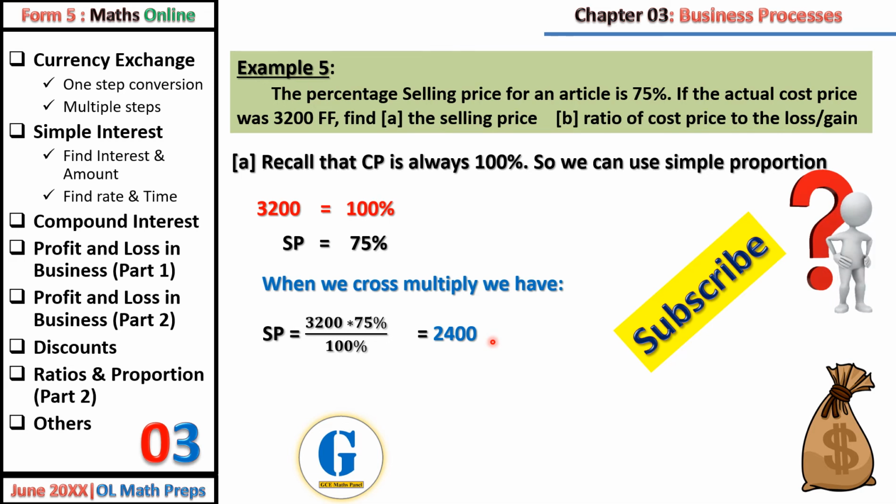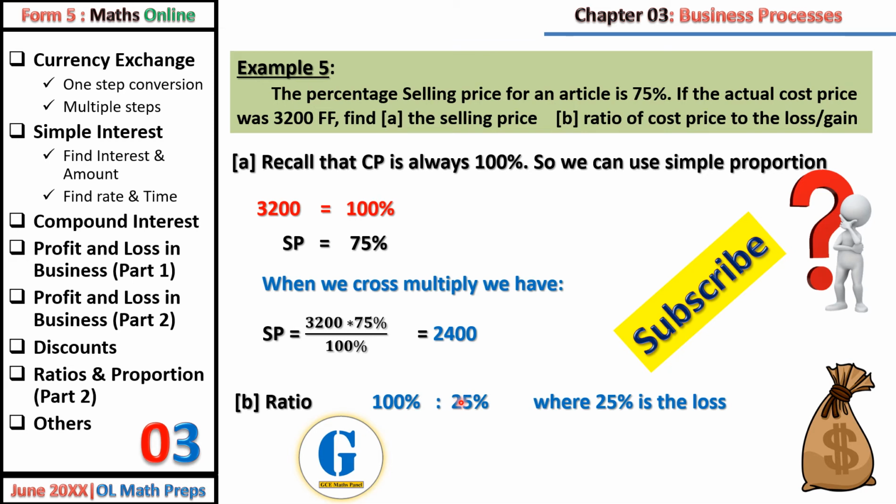Now, what would be the ratio of the cost price to the loss or the gain? Here, the selling price is 75%, which means that this article was sold at a loss. Whenever selling price is less than 100, then we have a percentage loss. So the loss here is 25%, okay? So it's 25%, and we can get the ratio of the cost price, which is always 100%, to the loss, which is 25%. We divide all through by 25%, and the ratio will be 4:1.